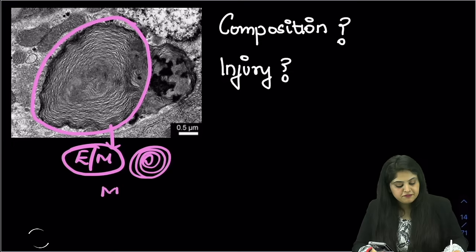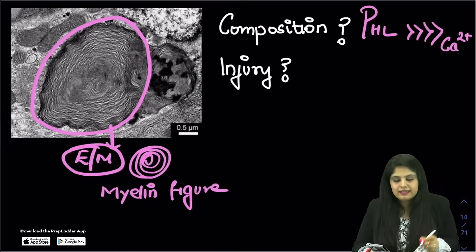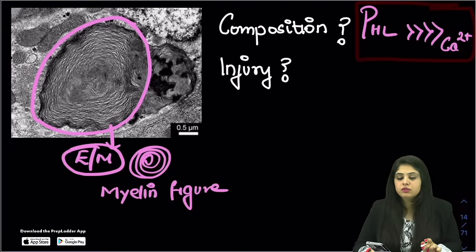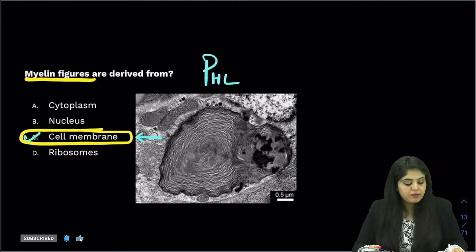It is made up of majority of the times phospholipids. Major composition is phospholipids and a tiny little tad bit of calcium is there. So if you have an option of selecting both, select both. But if you have to select one, you will pick up phospholipids. That is why when I asked you what it is derived from, predominantly phospholipids, and phospholipids are present in the cell membrane. Cell membrane has phospholipid bilayer, so I selected indirectly cell membrane, right?